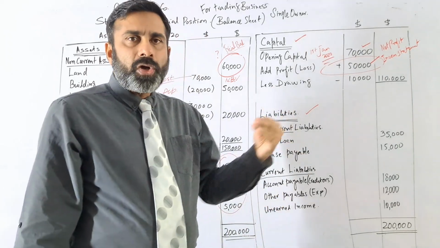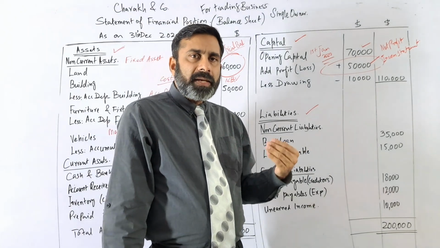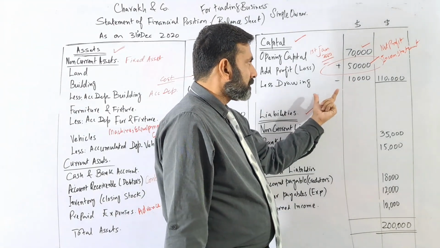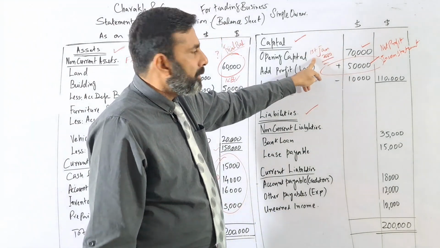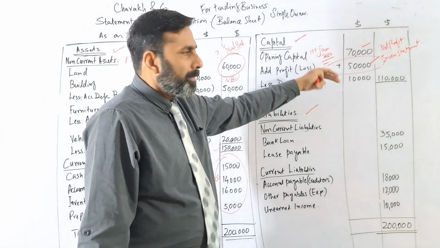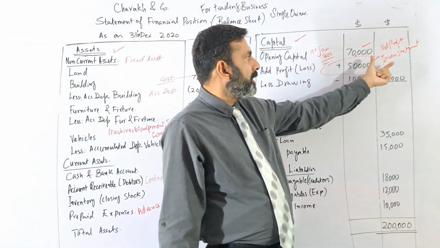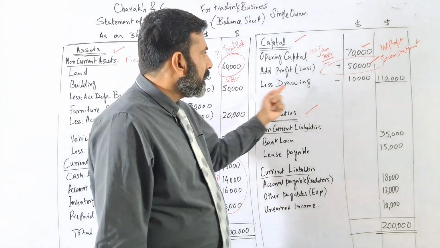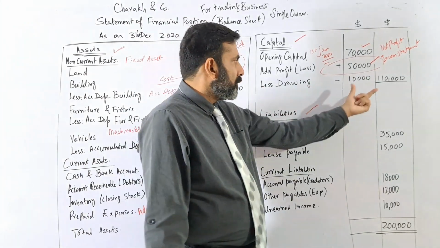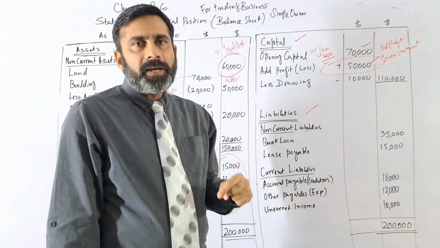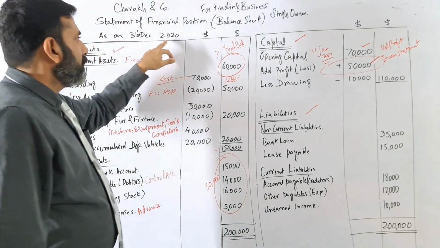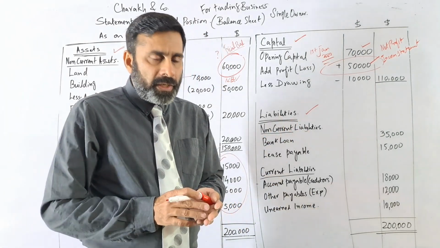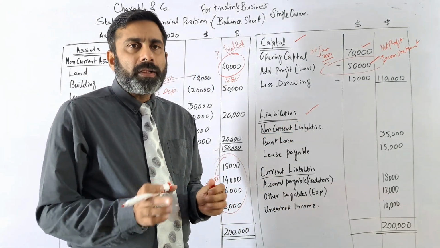Then if there is any drawing, any amount used by the businessman or the owner for his personal use, we are deducting it. So 70,000 was the opening capital on the 1st of January 2020. Then during the current year, from the income statement we have calculated that the profit is 50,000, and the drawing is almost 10,000. So the capital at the end of this year, on 31st December 2020, is 110,000.